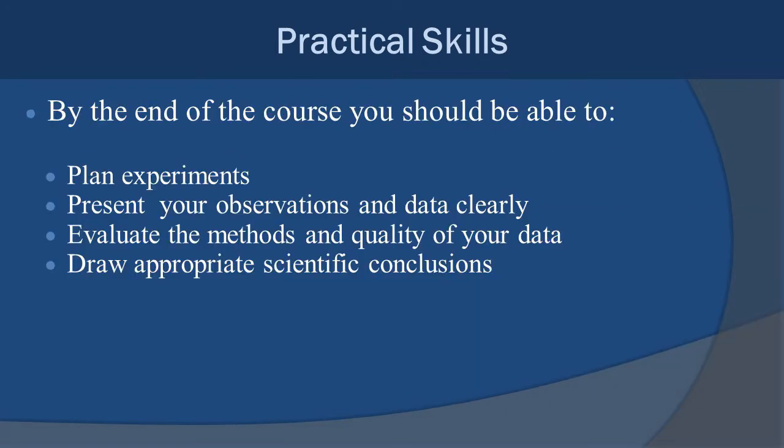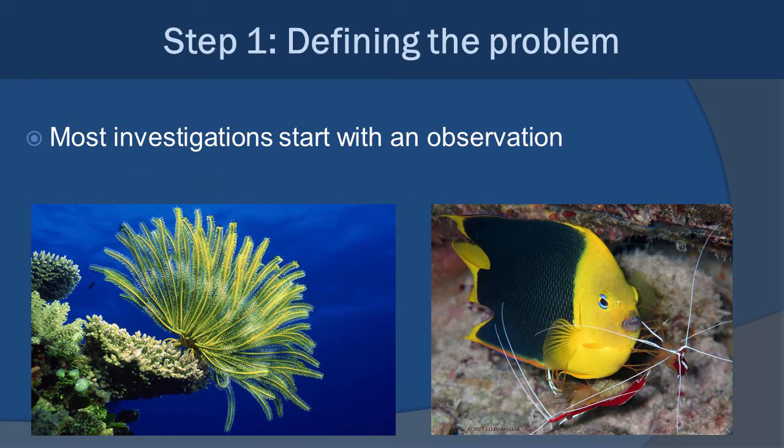Now, the things you will be focusing on by the end of the year, you should be able to plan experiments, present your observations and data clearly, evaluate the method and quality of your data, and draw appropriate scientific conclusions. Now, the first step in the scientific method will be to define the problem. This usually starts with an observation. Someone sees something they don't quite understand, and they ask a question. That's essentially what scientists start out with.